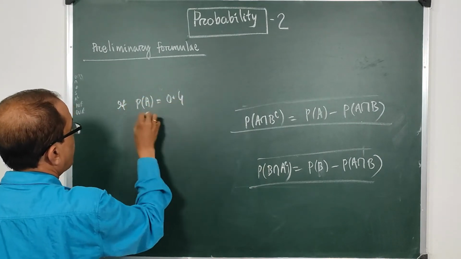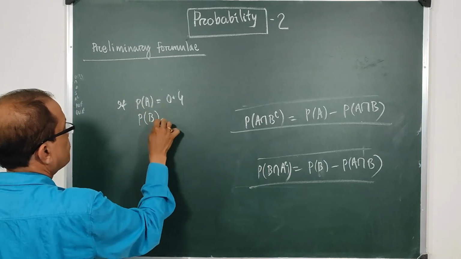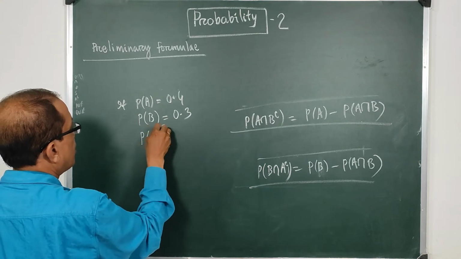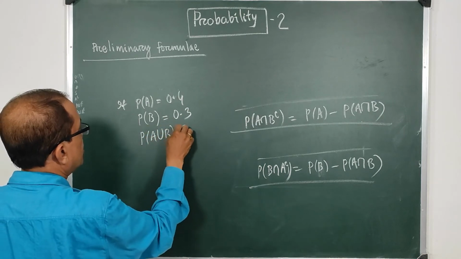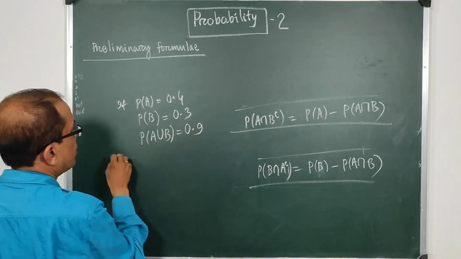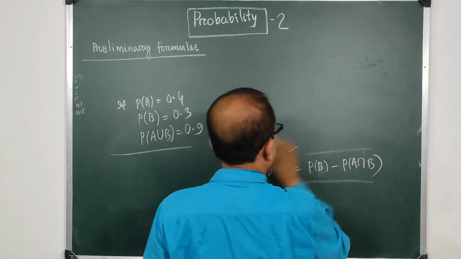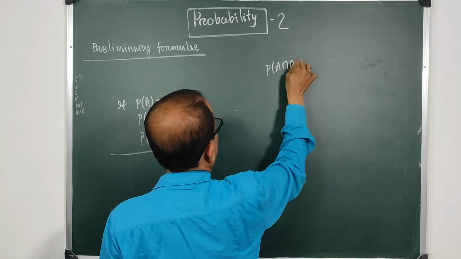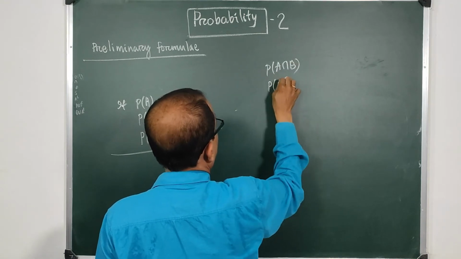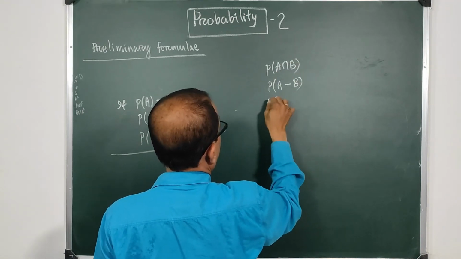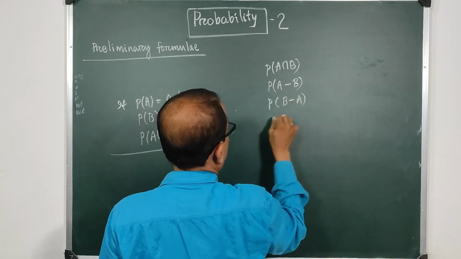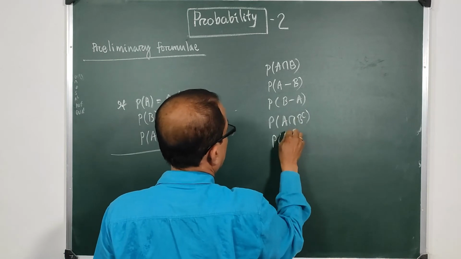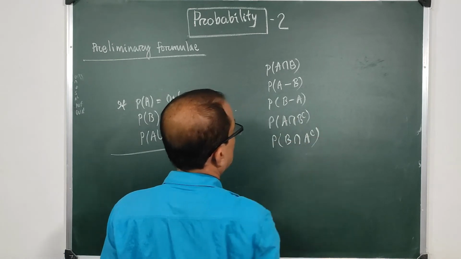So now suppose you are given P of A is 0.4, P of B is 0.3, P of A union B is equal to 0.9, then how can you find P of A intersection B, P of A minus B, P of B minus A, P of A intersection BC, P of B intersection AC, and so on.